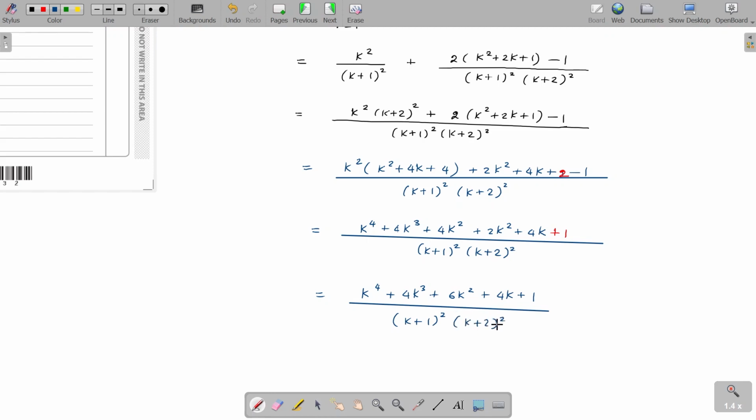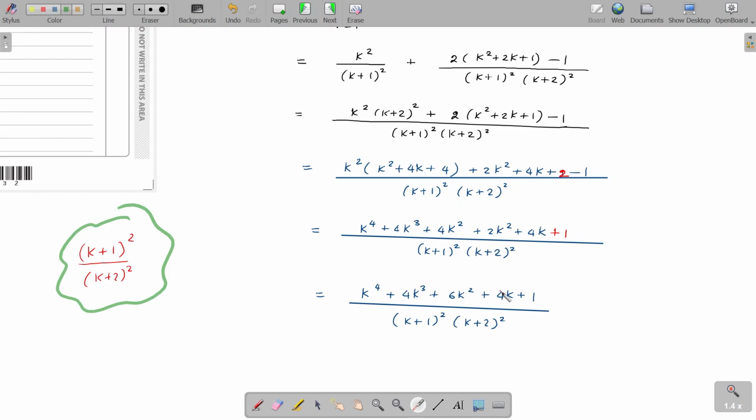Okay, now you know what your final answer is supposed to look like, right? You know your final answer is supposed to look like k plus 1 square divided by k plus 2 square. So you need to keep this in your mind always. This is what the final answer is supposed to look like. So how are we going to get this final answer here? How do you think now? I have to factorize this top part, right? How do I factorize this top part?